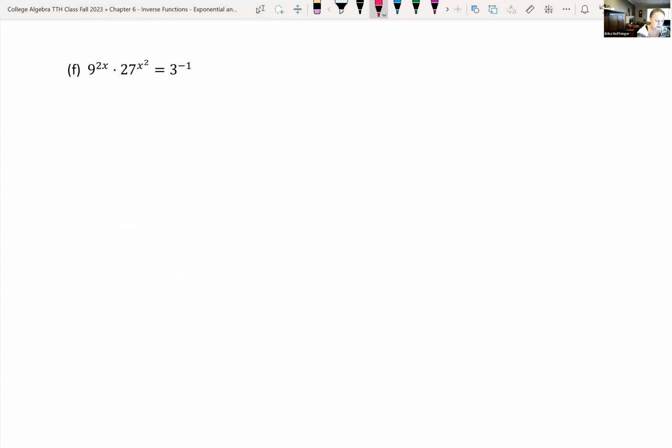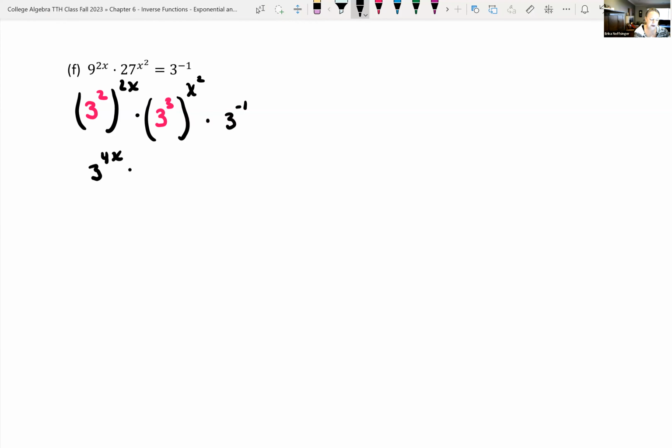So 9 is the same thing as 3 squared. So we have 3 squared, that is raised to the 2x power, times 27. Well, 27 is 3 cubed, and that is raised to the x squared power, times 3 to the -1. So let's first rewrite this power to power. You multiply your exponents. So 3 squared raised to the 2x power is the same thing as 3 raised to the 4x power. Again, power to power is multiplying. So we have 3 cubed raised to the x squared power. That's the same thing as 3 raised to the 3 times x squared power. And this is equal to 3 raised to the -1 power.